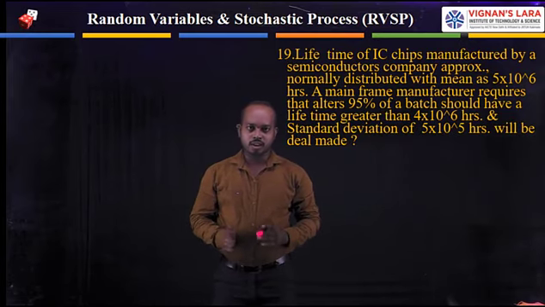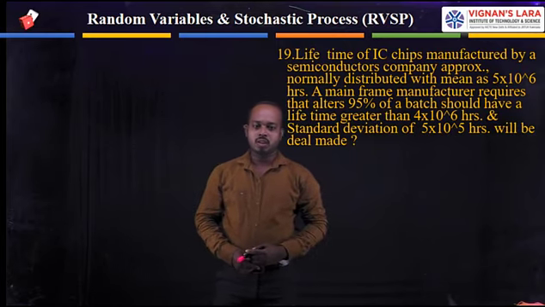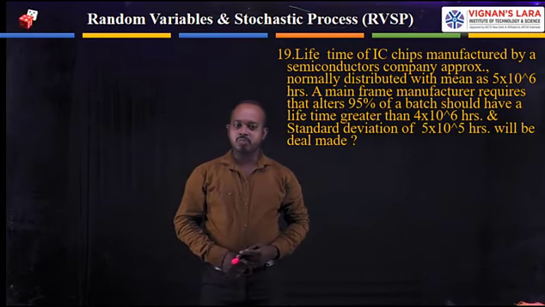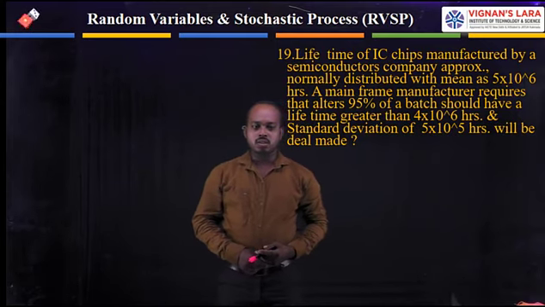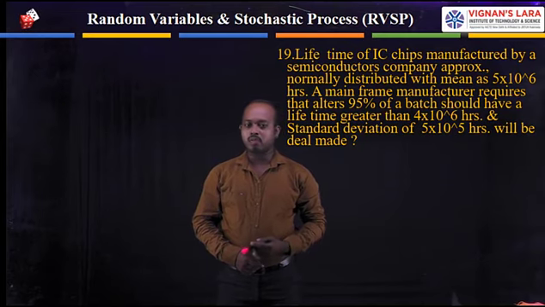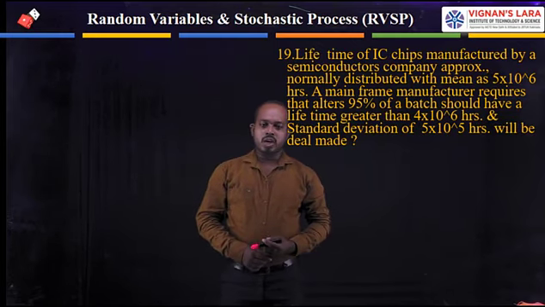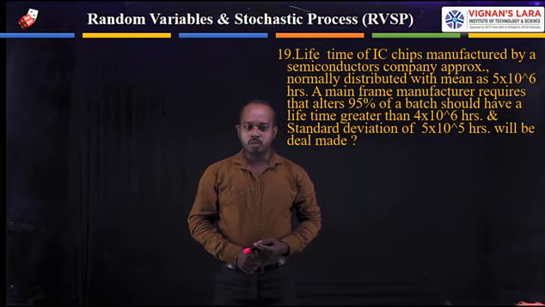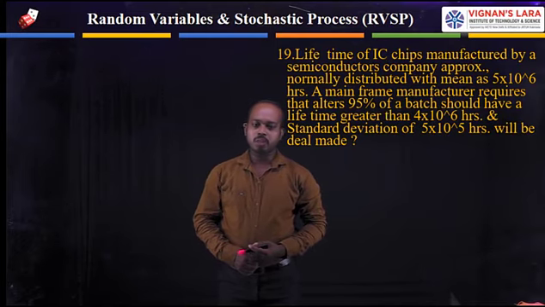First of all, you can clearly read it and understand. Here I am reading what he is giving. The lifetime of IC chips manufactured by a semiconductor company is approximately normally distributed with mean 5 into 10 power 6 hours. A mainframe manufacturer requires that at least 95% of a batch should have a lifetime greater than 4 into 10 power 6 hours, and a standard deviation of 5 into 10 power 5 hours.